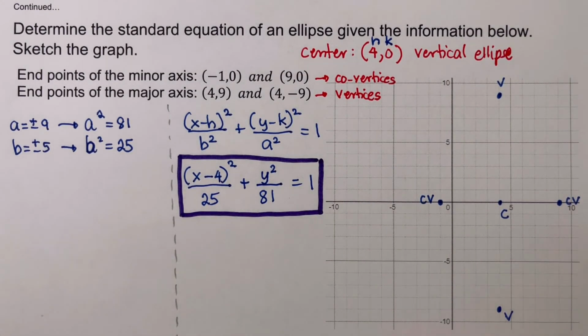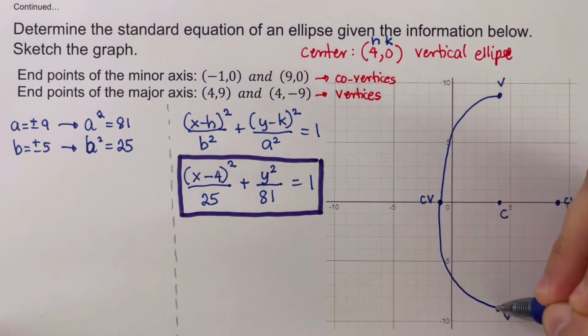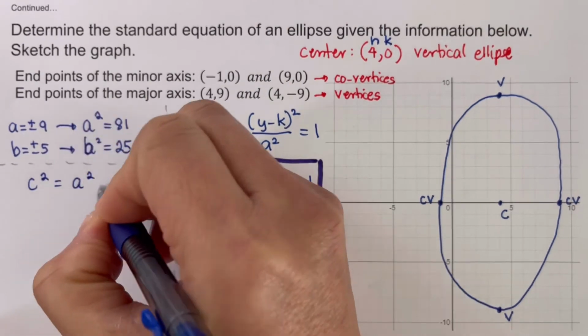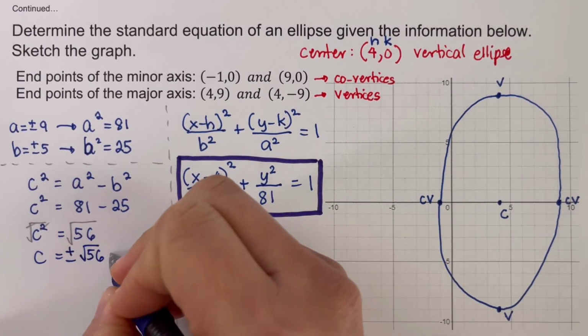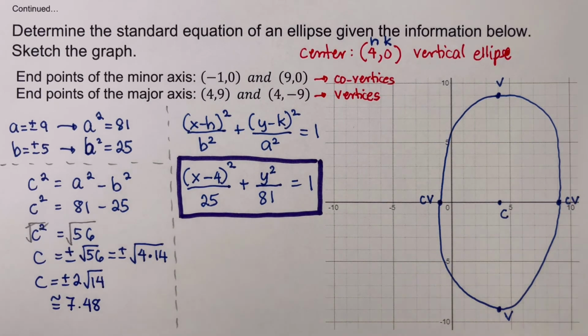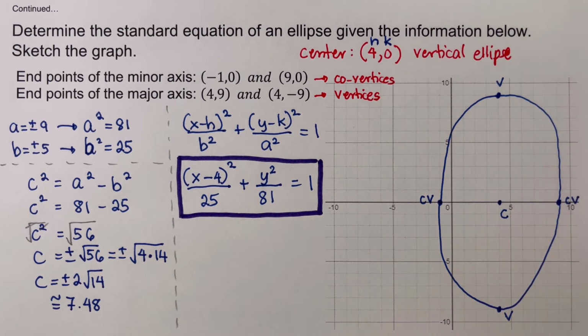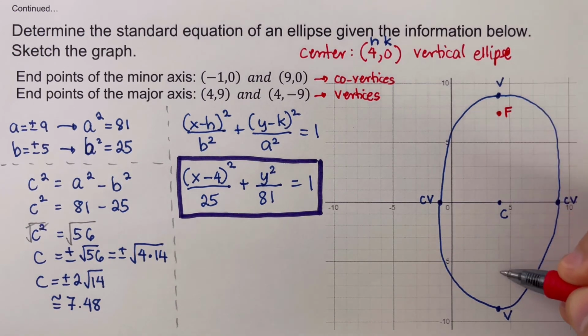Now we are going to sketch the ellipse. We're going to determine the location of the foci. We remember that the focus is a distance c from the center, so it should be located somewhere around here. We're going to solve for c using the equation c squared equals a squared minus b squared. I'm going to show the work down here. So our value for c is 7.48. I will count 7.48 up and 7.48 down, and locate the two foci.